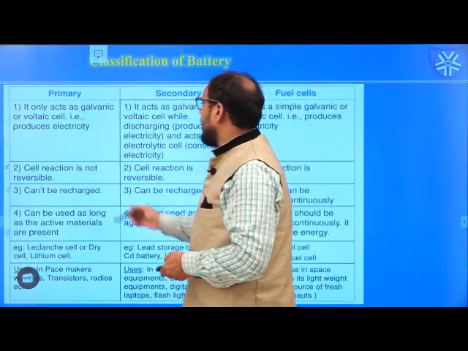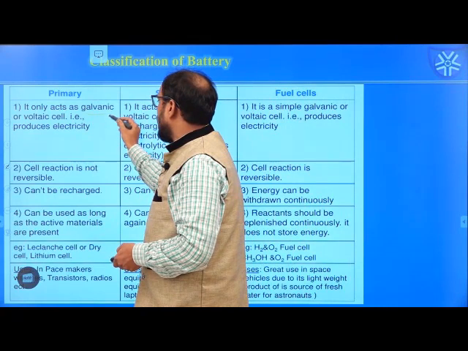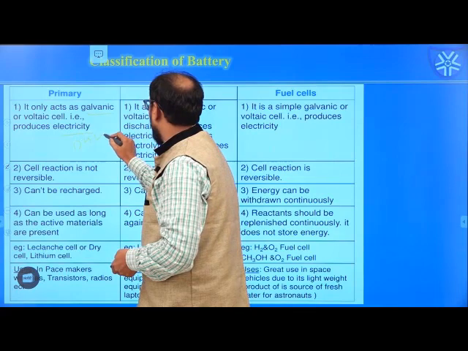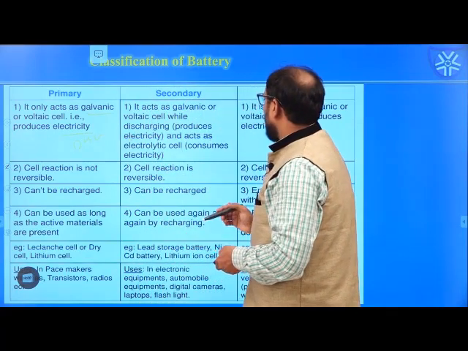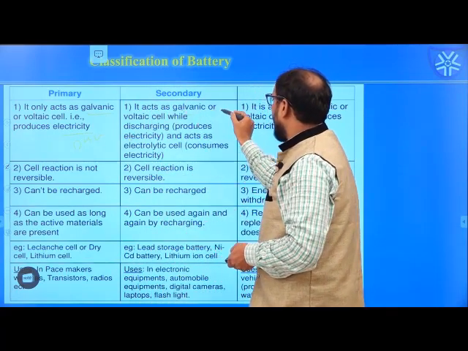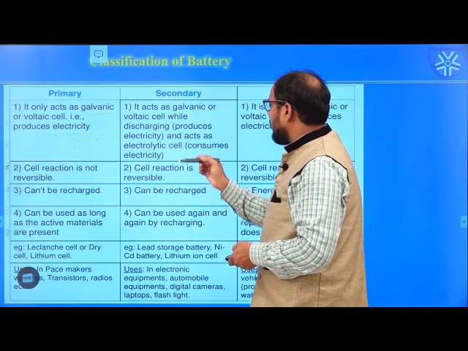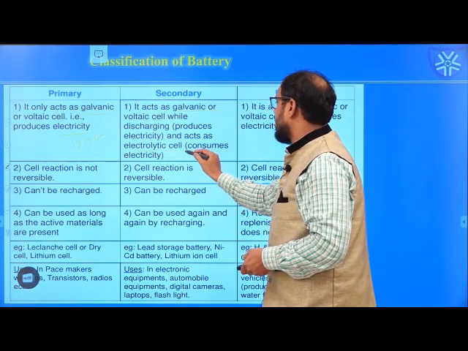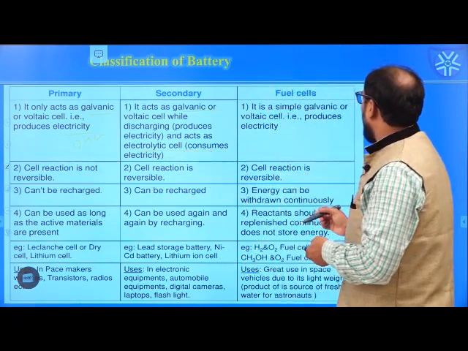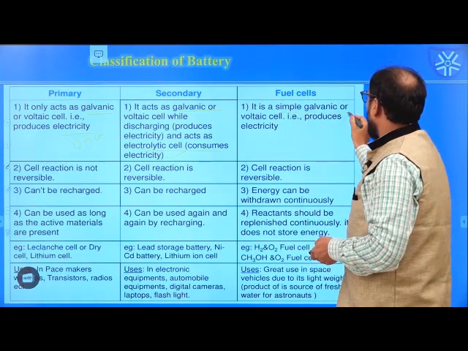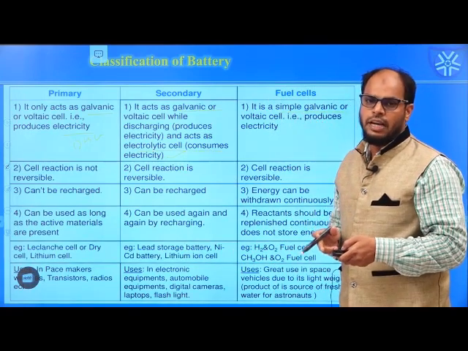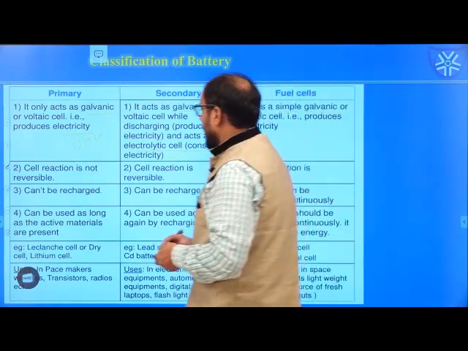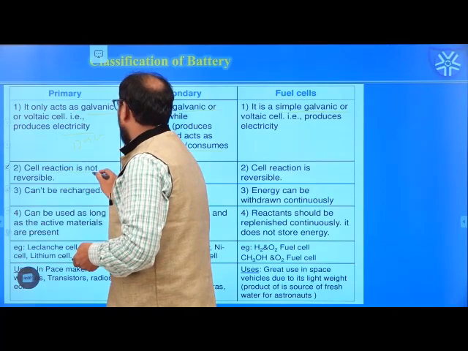The primary cell acts only as a galvanic cell or a voltaic cell, which produces electricity only by the discharging process. For a secondary cell, during the discharging process, it behaves as a galvanic cell, and for the reverse process, during the charging process, it behaves as an electrolytic cell consuming electricity. A fuel cell is just a simple galvanic or voltaic cell which produces electricity by consumption of fuel. For a primary cell, the reactions are not reversible.